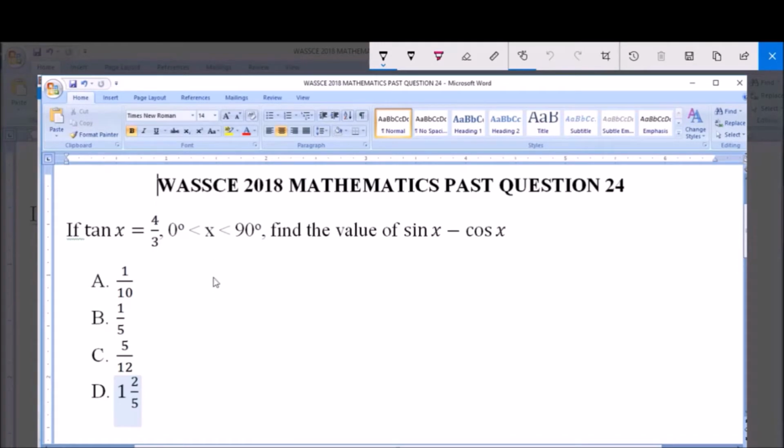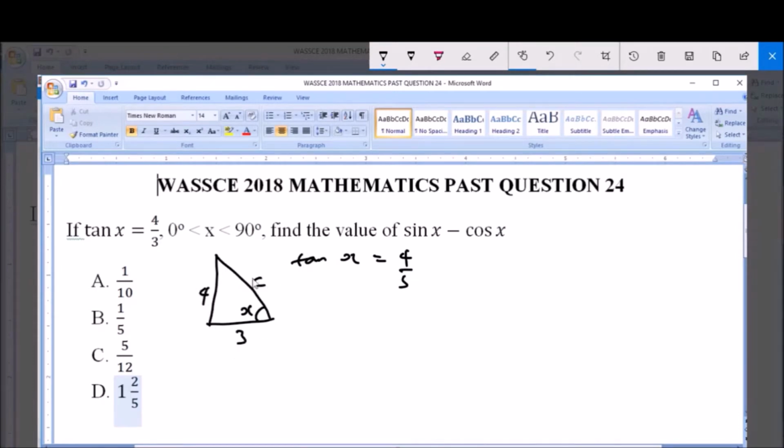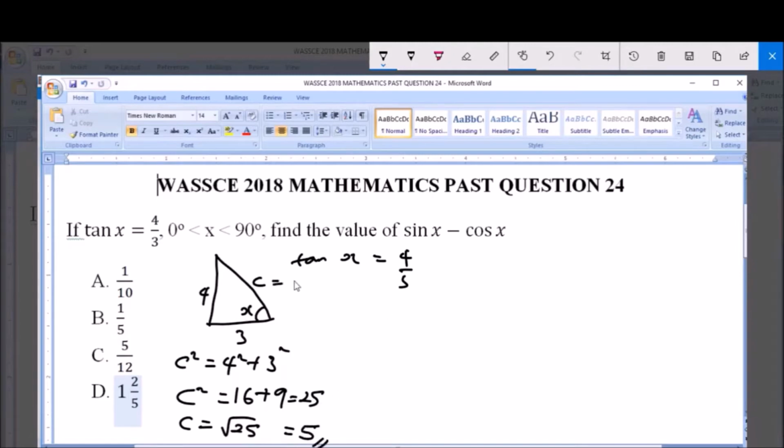Now let's represent this on a triangle. We have a right angle triangle here with angle x. Now tan x is equal to 4 over 3, meaning that the opposite is 4 and the adjacent is 3. Now from this we can get the hypotenuse, which is c, saying c squared is equal to 4 squared plus 3 squared. So c squared is equal to 16 plus 9, which is equal to 25. So c is equal to the square root of 25, which is equal to 5.